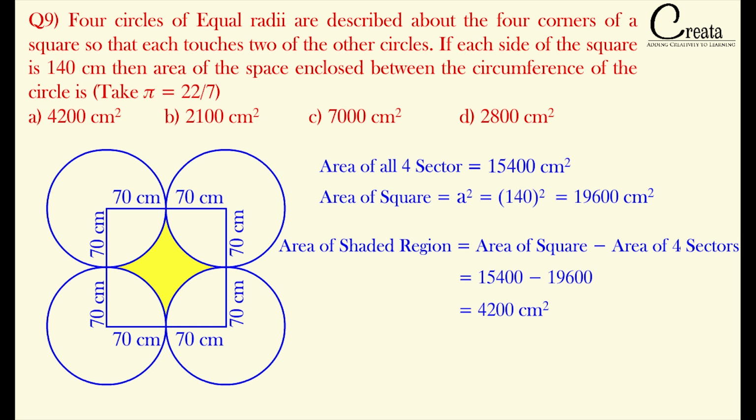So the fundamentals that we have used to solve this question are that the area of the circle is pi r square and the area of the square is a square, that is the square of the side of the square. Got it? Let's move to the next question.